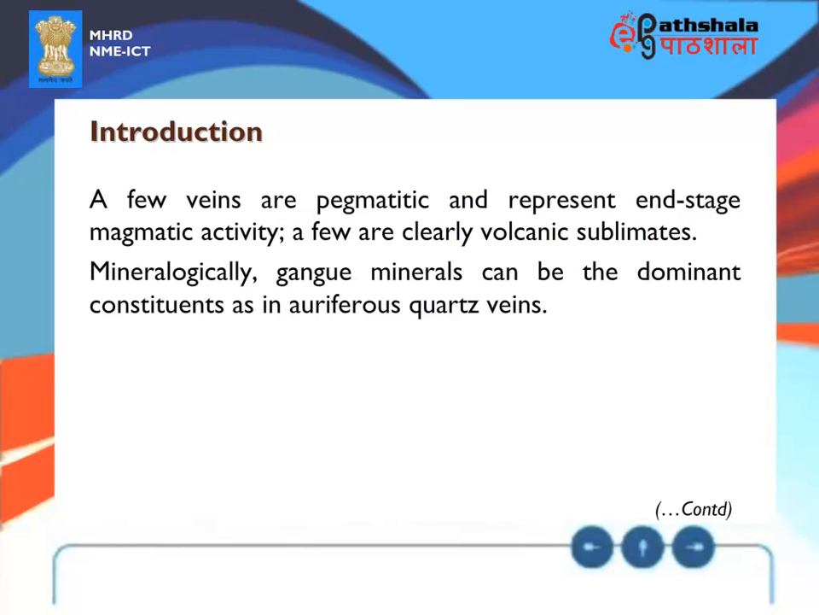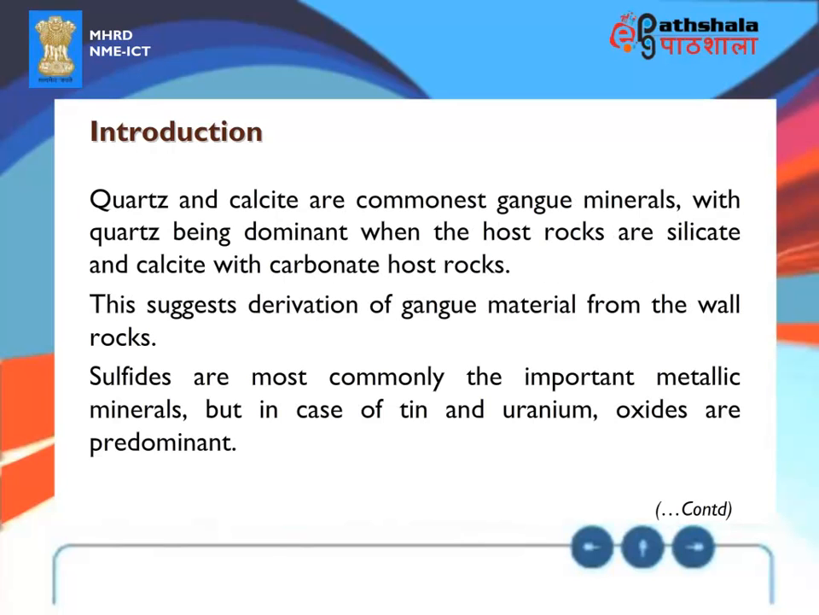A few veins are pegmatitic and represent end-stage magmatic activity. A few are clearly volcanic sublimates. Mineralogically, gangue minerals can be the dominant constituents, as in auriferous quartz veins. Quartz and calcite are the commonest gangue minerals, with quartz being dominant when the host rocks are silicate and calcite with carbonate host rocks. This suggests derivation of gangue material from the wall rocks.